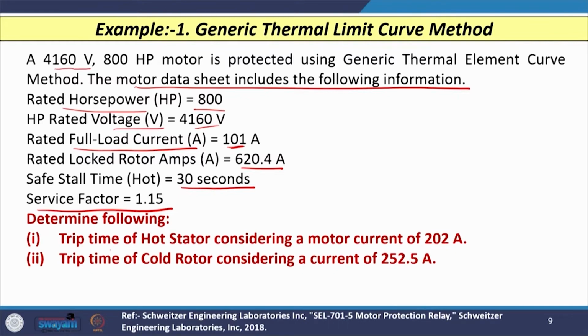Number one, what is the trip time of the hot stator considering a motor current of 202 ampere, and in the second case we have to calculate the trip time of the cold rotor considering a current of 252.5 ampere. So, let us calculate the first thing, that is the trip time of the hot stator considering the motor current that is given as 202 ampere.